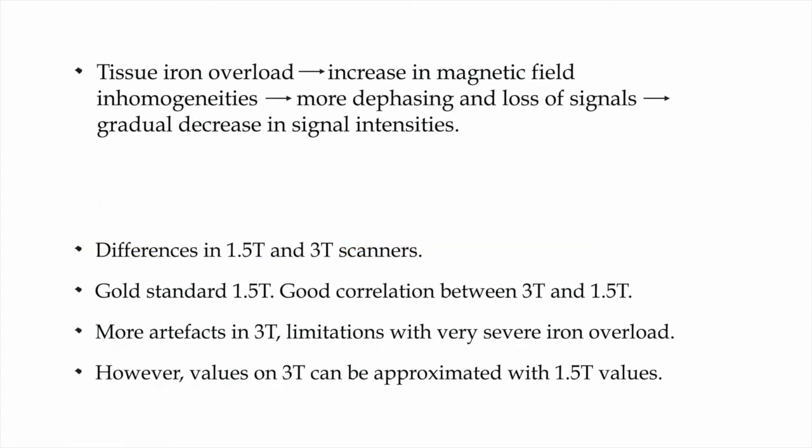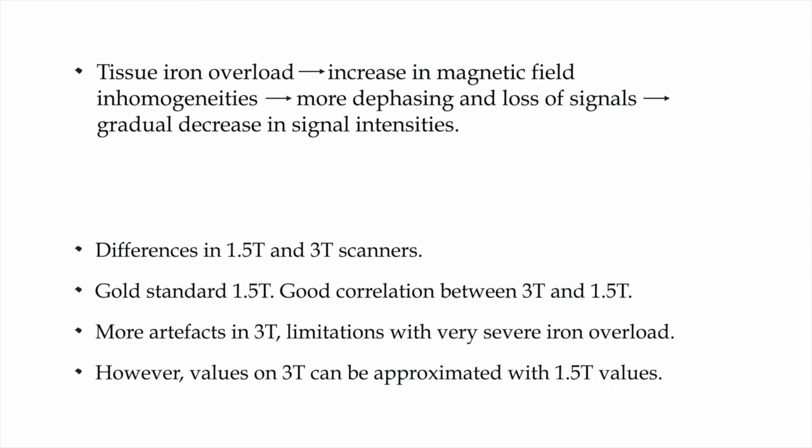This decrease in signal intensities is the phenomenon we use to calculate and quantify the iron overload in that particular tissue. Whether to use a 1.5 T or the 3T scanner is the issue. 1.5 Tesla is the gold standard for iron quantification as far as MRI is concerned. However, there is a very good correlation between the 3T and 1.5 T values. But in very severe iron overload patients, there are more artifacts in the myocardium on 3 Tesla images, and during quantification it will give only two values for the iron overload quantification.